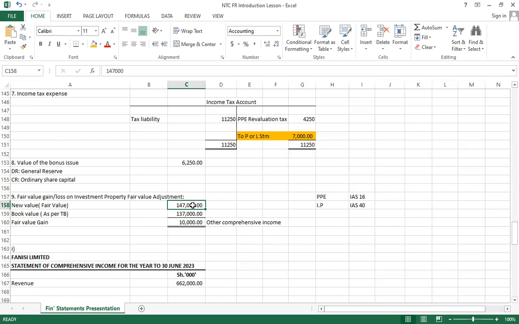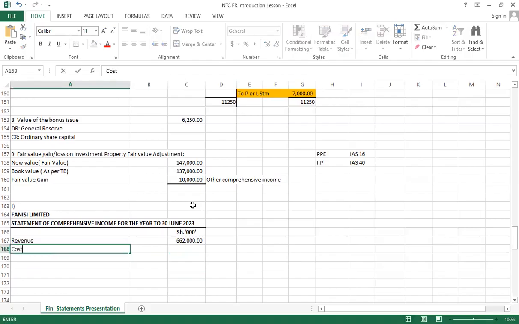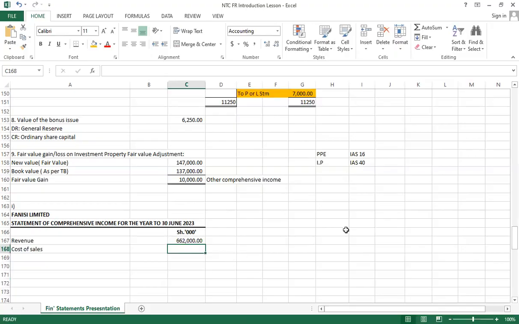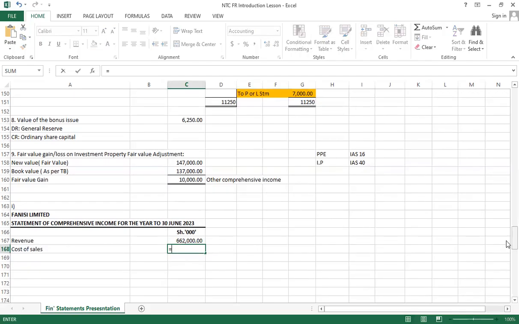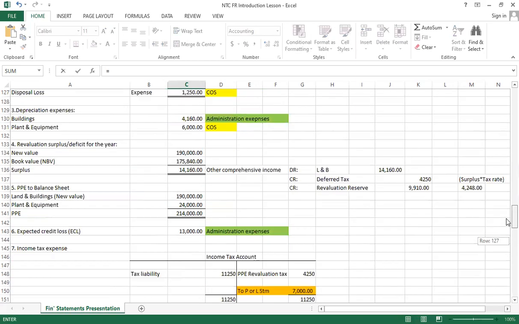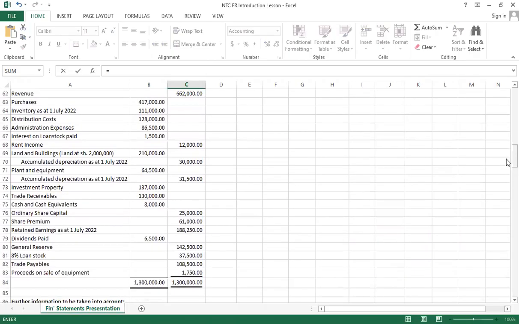Okay, thank you. All right, so we continue with our income statement. And so next we determine our cost of sales. Once you have sales, next we have cost of sales. How will we compute it? Let's go back all the way to the trial balance. Now, how do you normally compute cost of sales?